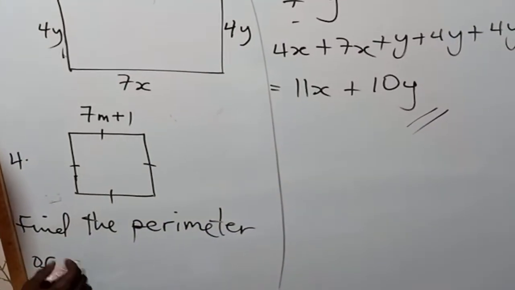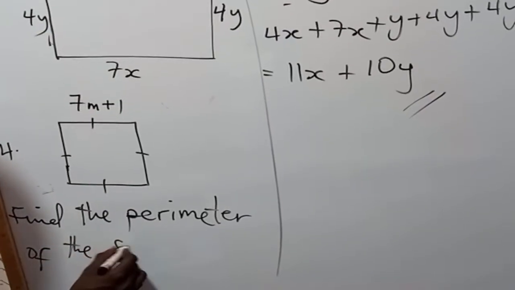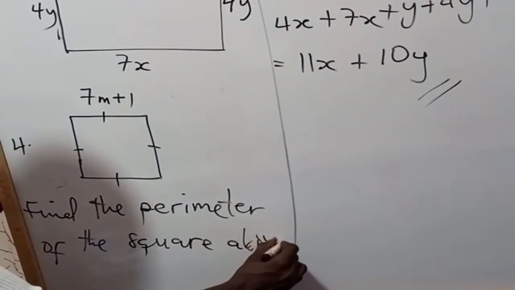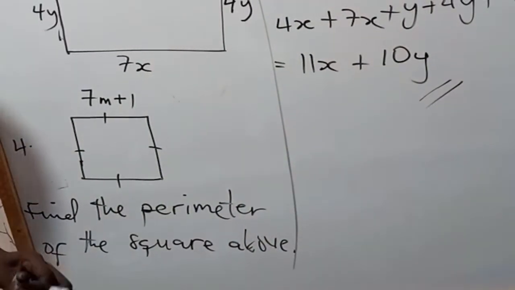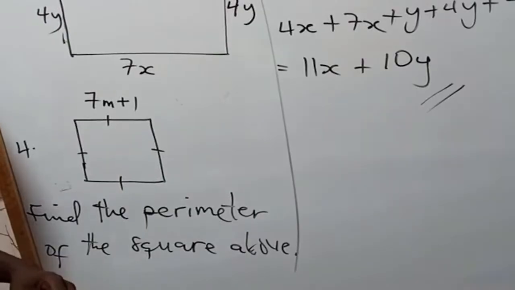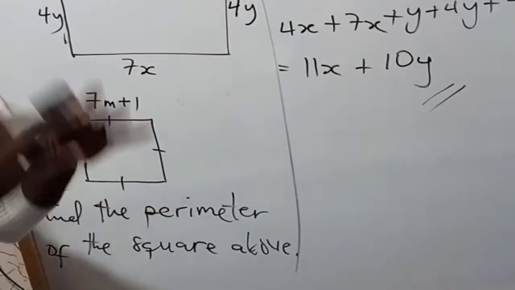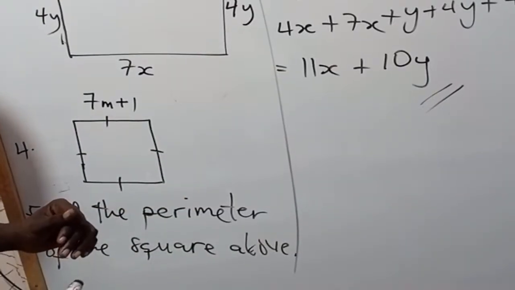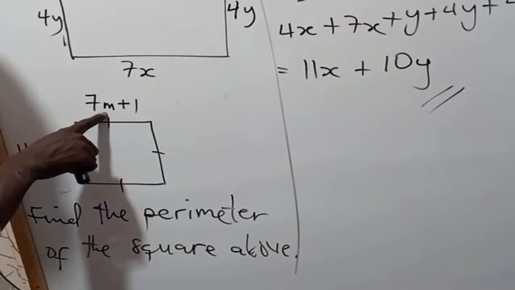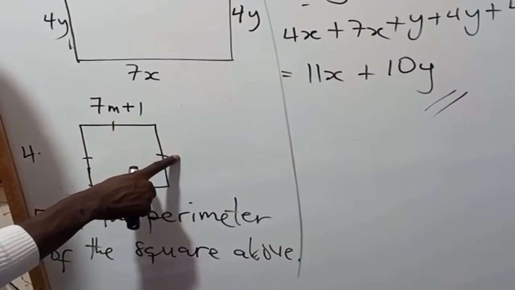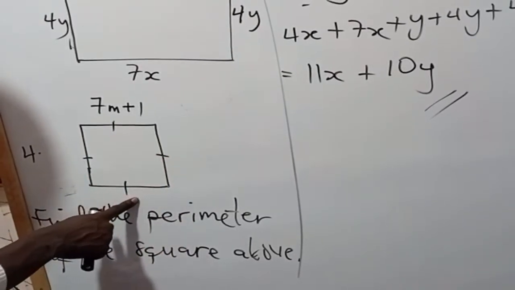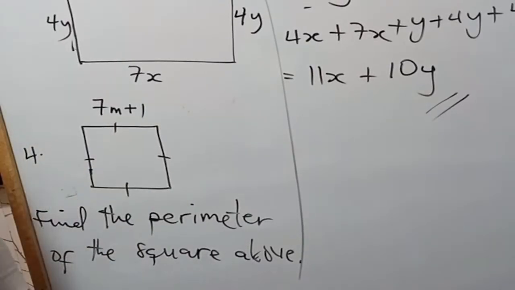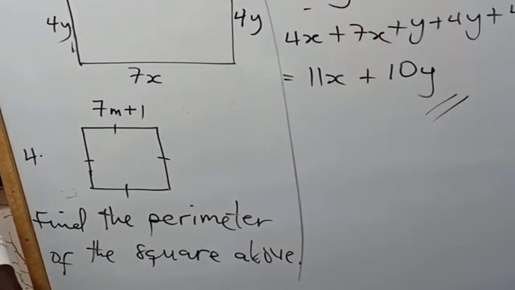Find the perimeter of the square above. So we know in a square, all sides are equal with equal angles. So once here is 7m plus 1, it means here is also 7m plus 1. 7m plus 1, 7m plus 1. All right. Okay, do that. You have 20 seconds.